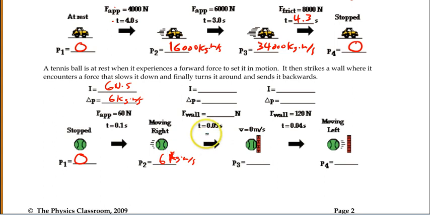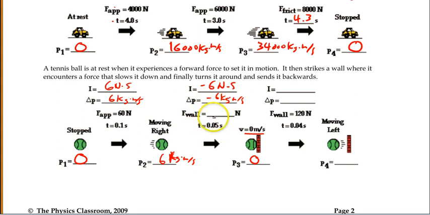Okay. Now the ball is currently moving to the right. As it's moving to the right, it then hits a wall and comes to rest. That means its momentum is going to be 0. Therefore, the change of momentum during that time is negative 6 kilograms times meter per second, which means the impulse is negative 6 Newton seconds. Those two must always be equal. It's the concept of impulse and change of momentum.